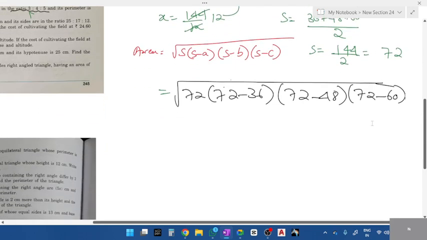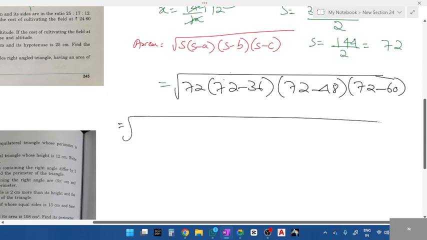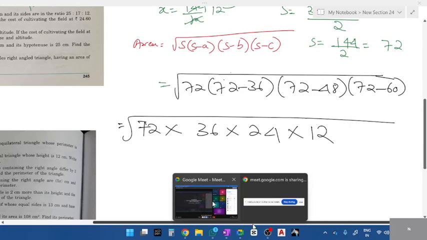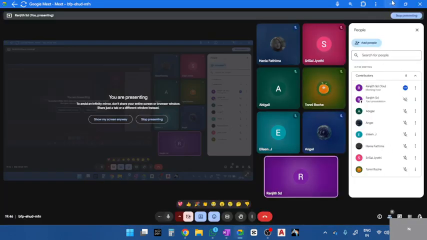What are the values, students? 72 minus 36 is 36. Next, 24, and 12. 24 into 12. 2, 4, 6.